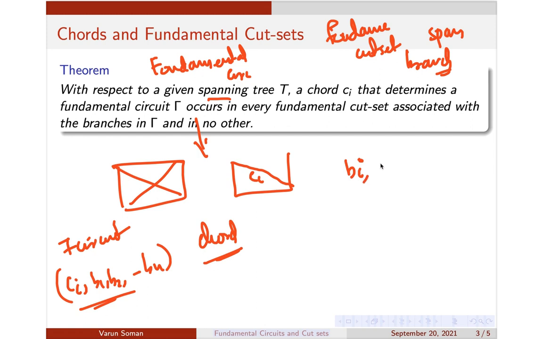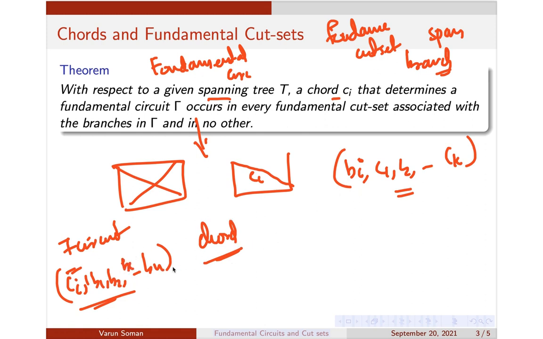So it will have some other chords like C1, C2, etc., some Ck would be there. What the theorem states is that this chord Ci, which was there in the fundamental circuit along with this Bi, would be present here. That is, the chord Ci occurs in every fundamental cut set associated with the branches in gamma. So if you are taking the fundamental cut set of this branch Bi, in that also the Ci would be present.